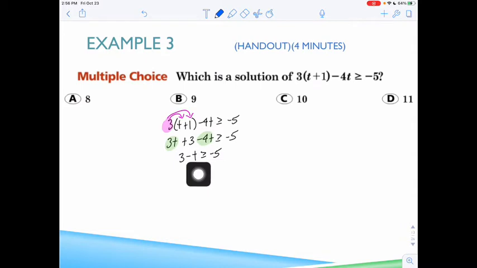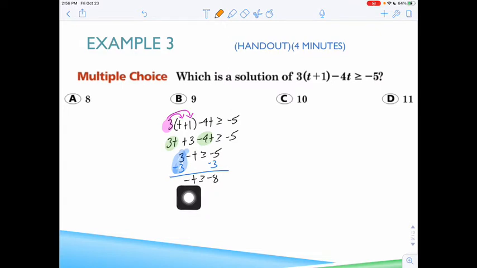Now we have 3 minus t, since 3t minus 4t gives us negative t, is greater than or equal to negative 5. We want to get our constants on the same side, so since we have a positive 3, we're going to subtract 3 on both sides. 3 minus 3 is a 0 pair. Bring down your negative t, don't forget the negative sign. Since we subtracted, we keep our symbol the same way. Negative 5 minus 3 is negative 8.